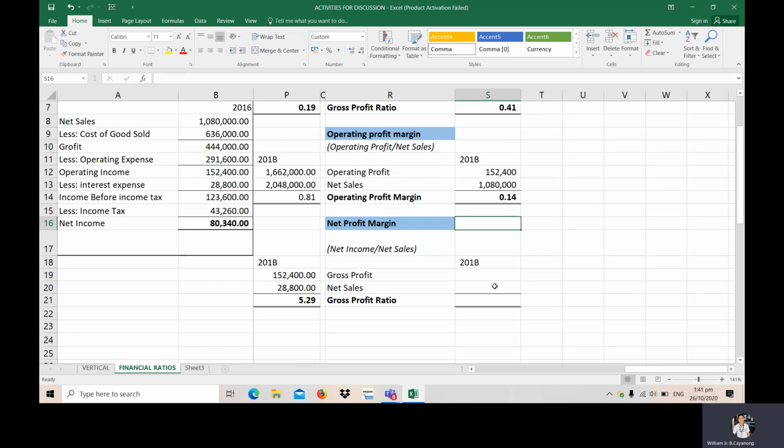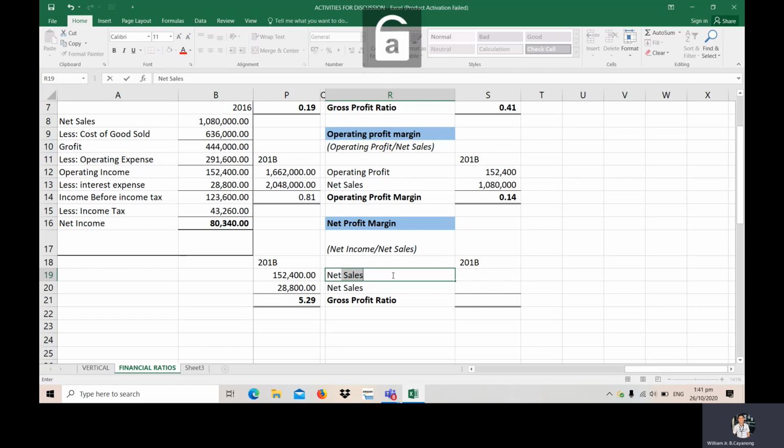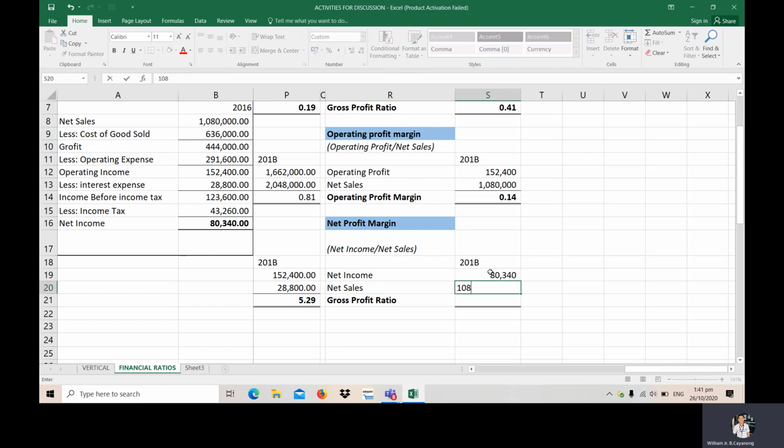And the last is net profit margin. Net income over net sales. Our net income is 80,340 and our net sales is 1,080,000. So we could say that from the 1,080,000, that is all the income we got. So we divide, and that's somewhat 7%. Meaning, from our sales of 1,080,000, 7% of that will be our net income.